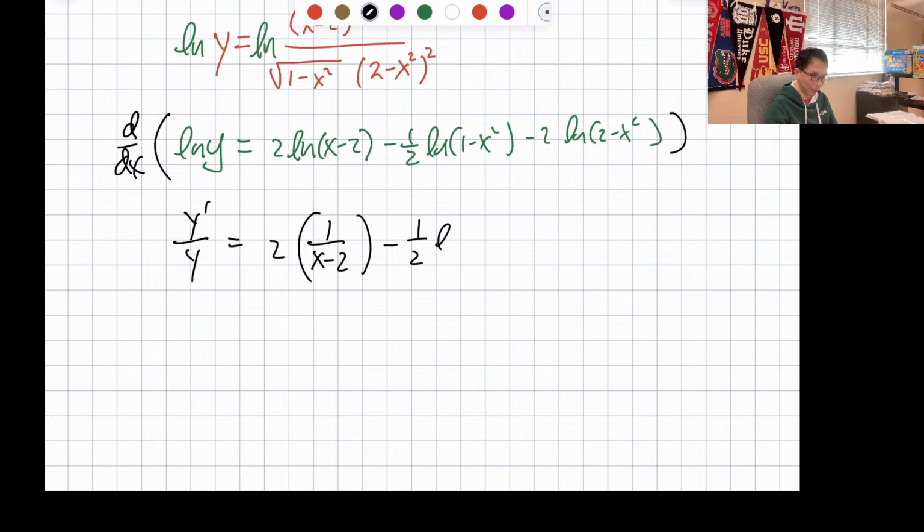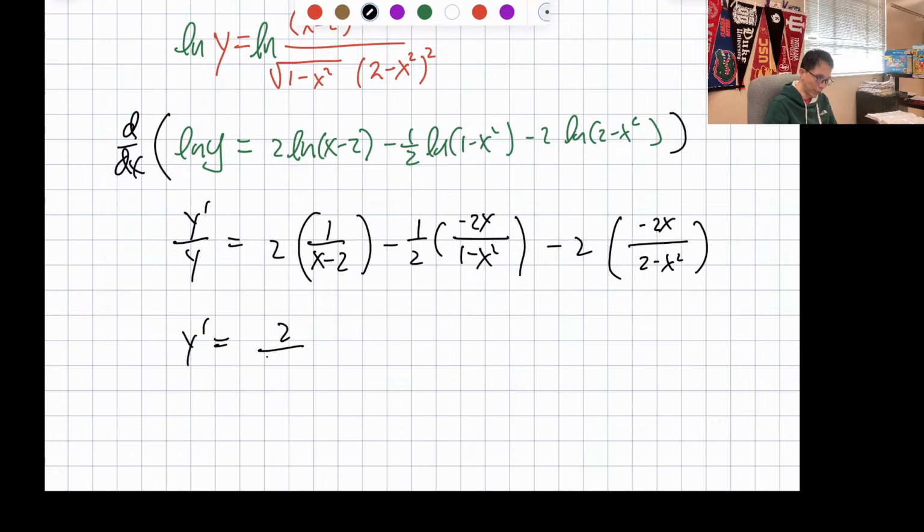1/2 ln. So it's going to be negative 2x over 1 minus x squared, minus 2 times negative 2x over 2 minus x squared. So now y prime is equal to 2 over x minus 2. The 2 cancels out here. So it's going to be plus x over 1 minus x squared plus 4x over 2 minus x squared.